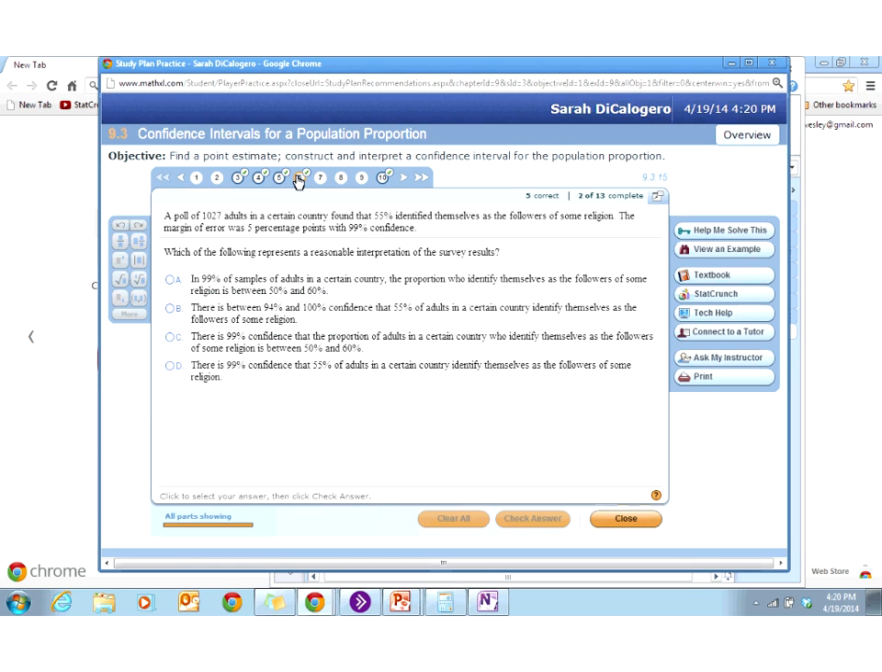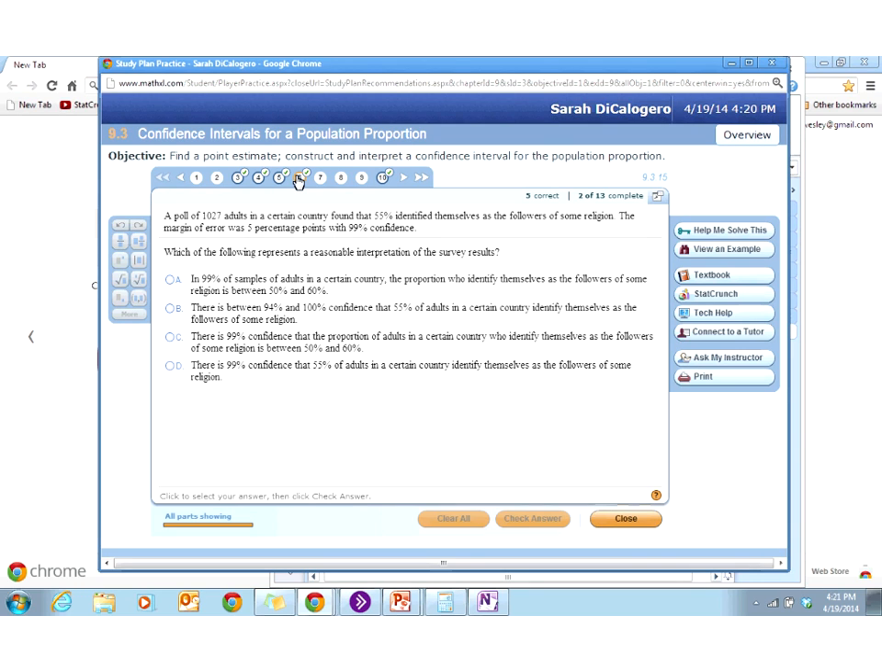Okay, let's look at problem 6. Okay, this is all about interpretation. A poll of 1,027 adults in a certain country found that 55% identified themselves as the followers of some religion. The margin of error was 5 percentage points with a 99% level of confidence. Which of the following represents a reasonable interpretation of the survey results?